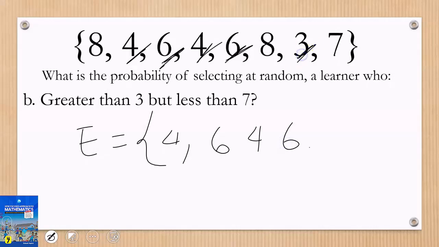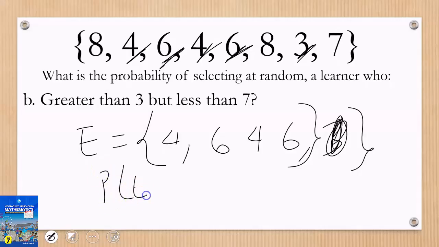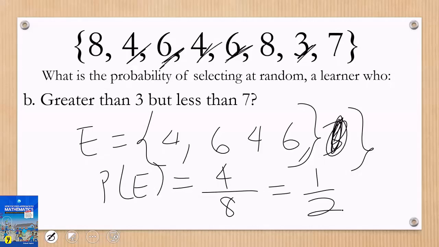Then 3 here. But less than 7 means we can't pick 7. Oh, so 3 is not passed, sorry. 3 is not passed because 3 is not greater than 3. So 3 is out. So the probability of the event is the number of events, which is 4, divided by the sample space, which is 8. Again, our answer becomes half.